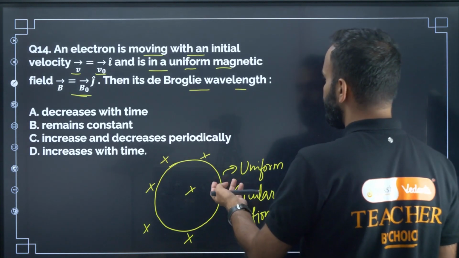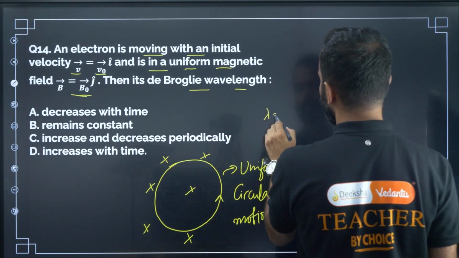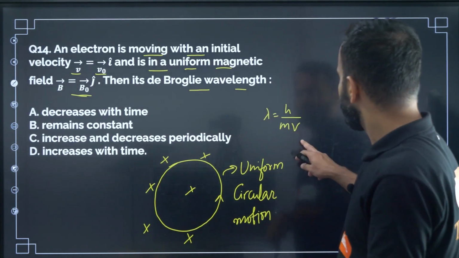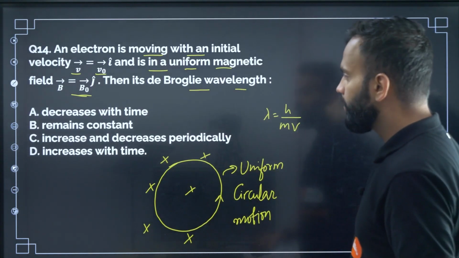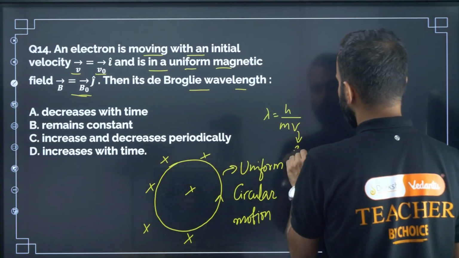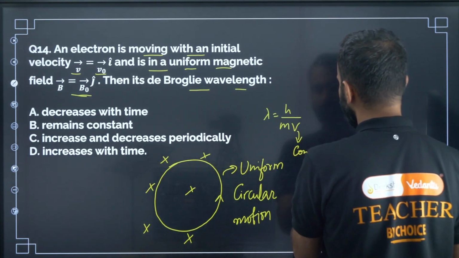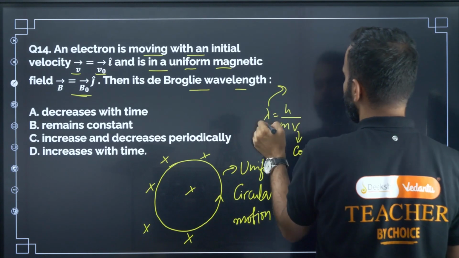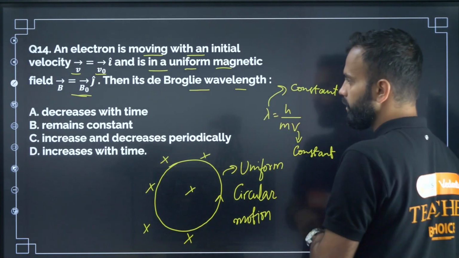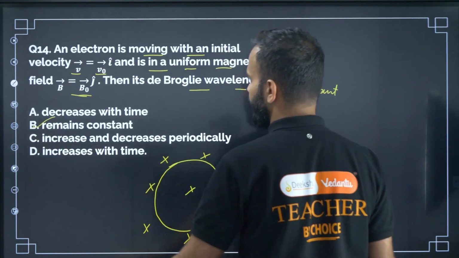So the de Broglie wavelength here, lambda equals h divided by mv, right? Momentum is mv. So if speed is constant, then the de Broglie wavelength remains constant, right? Here v is constant, or momentum is constant. Lambda will also be constant, right? So the correct option is B.